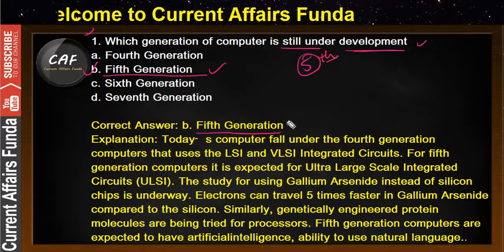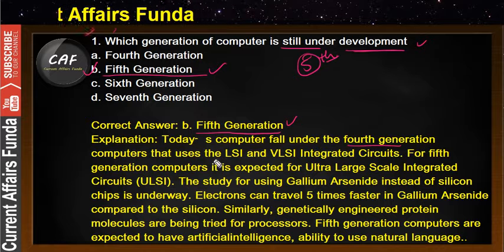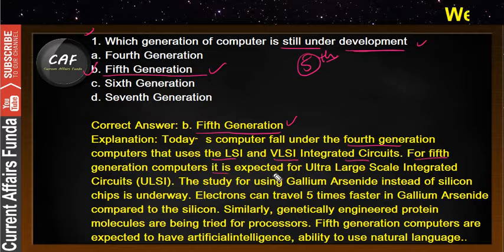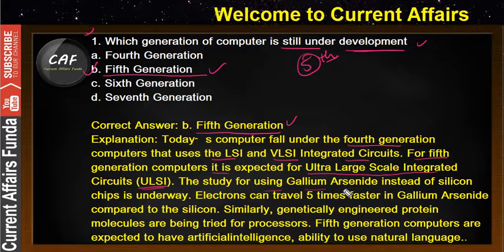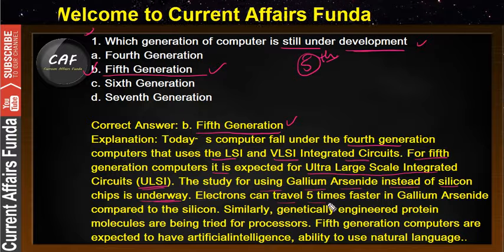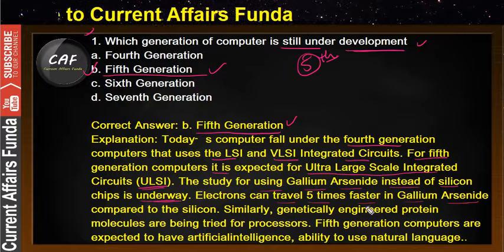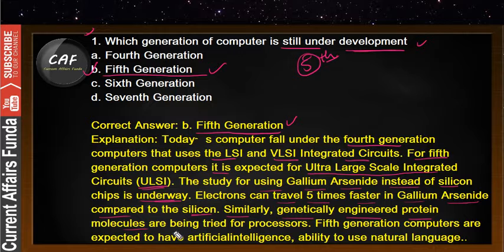And what is the history about 5th generation? Today's computers fall under the 4th generation, which uses LSI and VLSI integrated circuits. For 5th generation computers, ultra large scale integrated circuits, that is ULSI, are expected. The study of using gallium arsenide instead of silicon chips is underway. Electrons can travel 5 times faster in gallium arsenide compared to silicon. Similarly, genetically engineered protein molecules are being tried for processors.